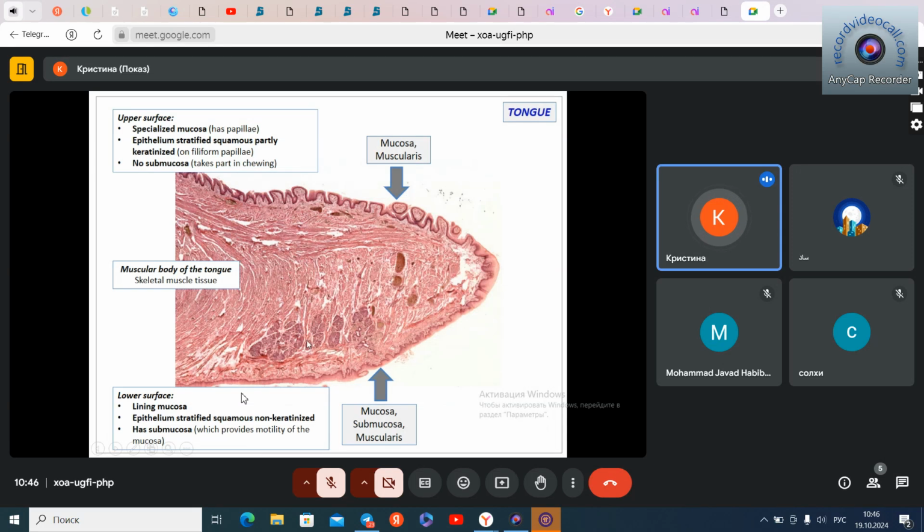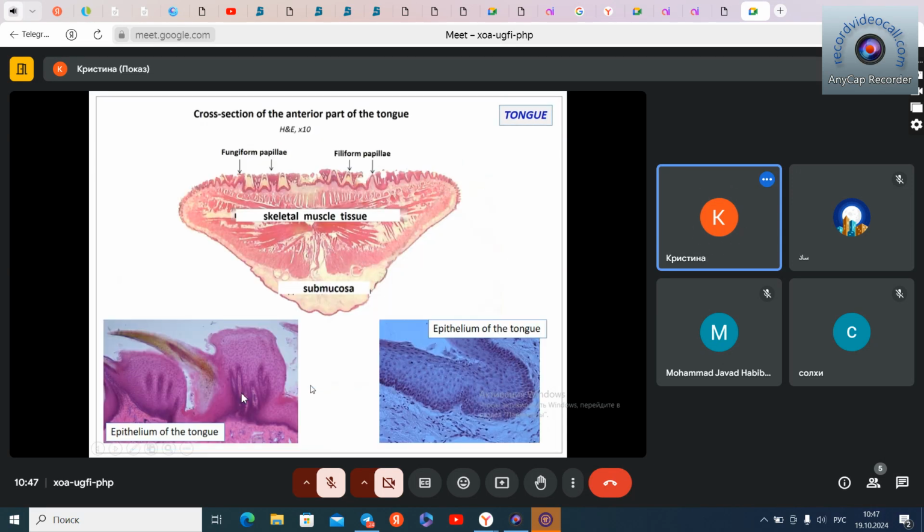Here also in this picture you can see some secretory portions of the glands located between the muscle fibers of the muscular body of the tongue. Their ducts should lead to the surface of the tongue.